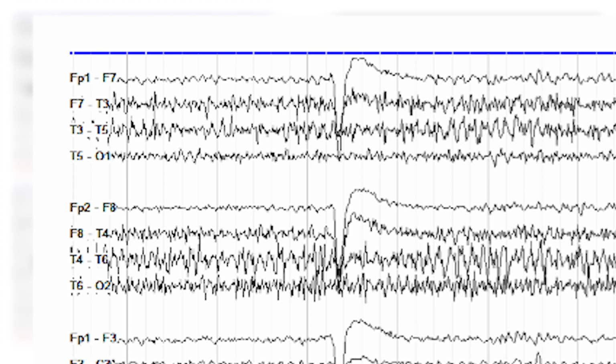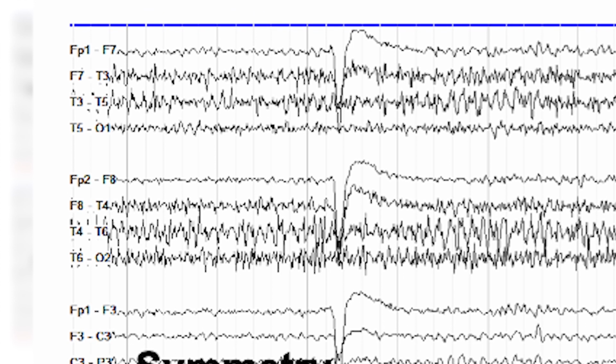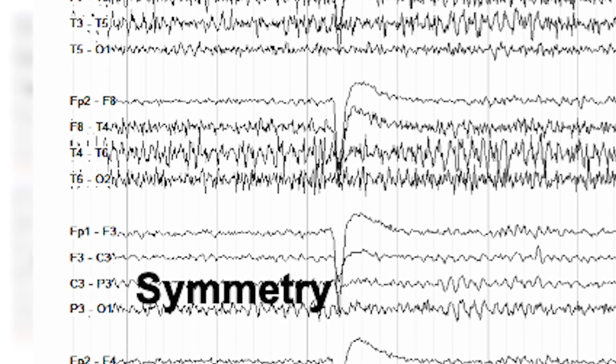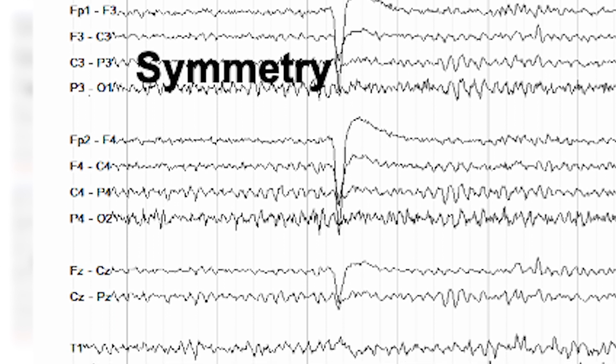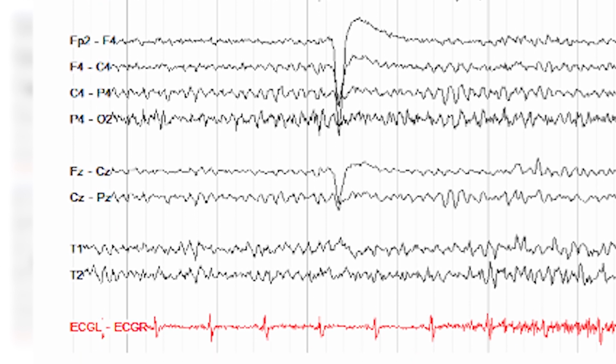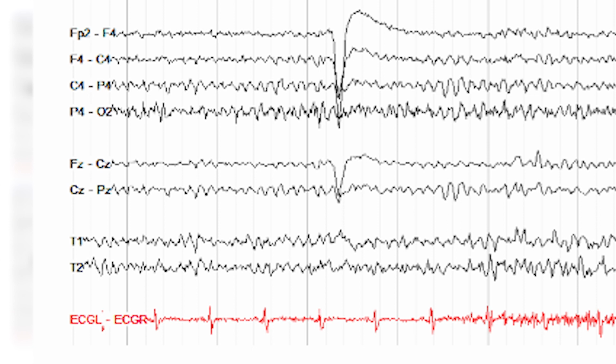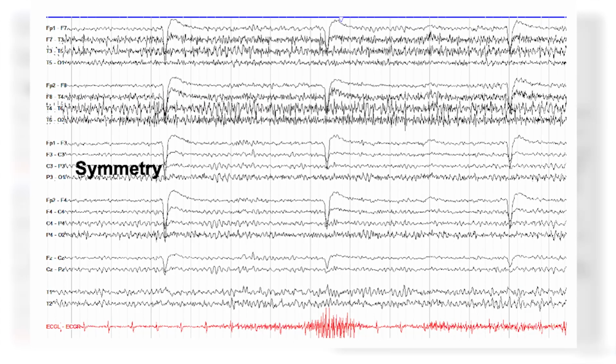Again, we have the left side, then the right side at the front, then the left side of the center, and then the right side of the center, and then we have FZ and PZ here on the bottom. So again, it is symmetrical, because if we look at the left and the right side, which is easier to do with a bipolar montage because of the way the channels are arranged, we can look at, for example, FP1, F7, and then FP2, F8, and we can compare those.